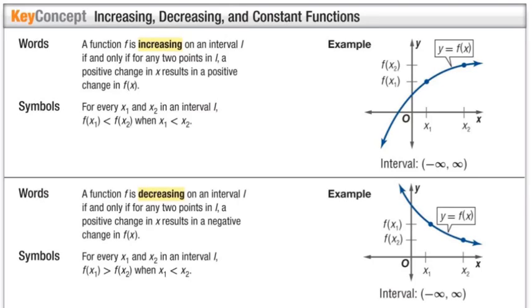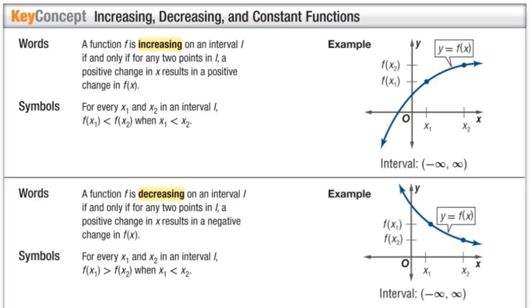Anytime we're looking at what the graph is doing, we're looking from left to right on the graph, and we're going to use a description using the x values to determine the interval on which it is doing one of those things. So first it says a function is increasing on an interval if and only if for 2 points a positive change in x results in a positive change in f of x. So what that means is the further right you go on the graph, the y values are increasing, okay?